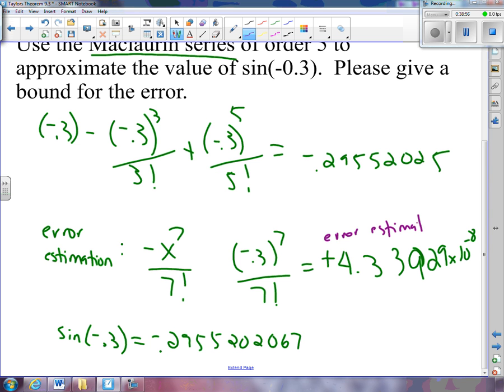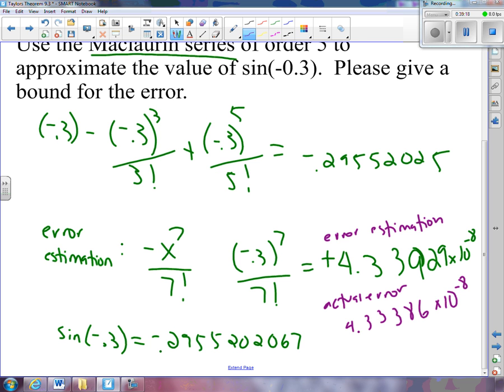-4.333866. Oh, wait, hold on. Sorry. So the actual. Sorry, go ahead. 4.333866 times 10 to the negative. Okay, so that's less. Yeah, it has to be.